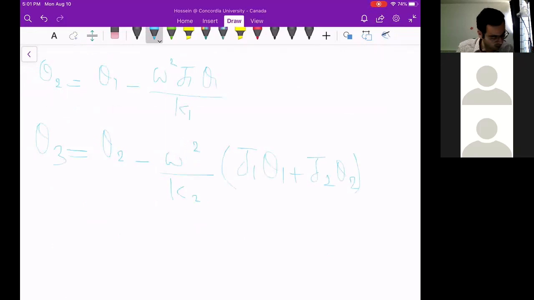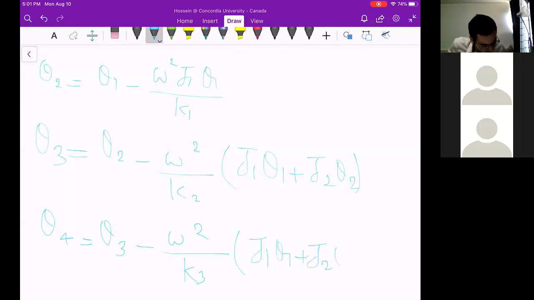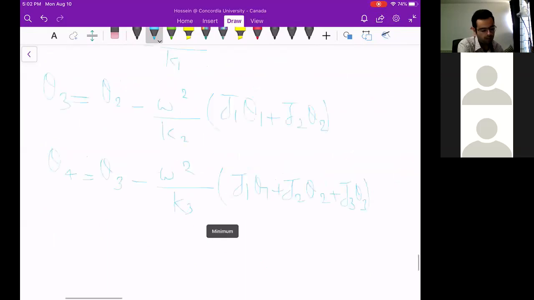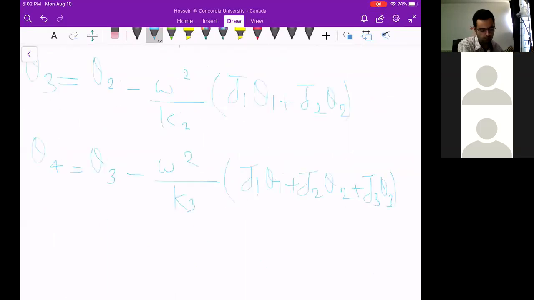And similarly, theta 4 would be theta 3 minus omega squared J1 theta 1 plus J2 theta 2 plus J3 theta 3 over K3, right? If we had 5 masses, theta 5 would be theta 4 minus omega squared J1 theta 1 plus J2 theta 2 plus J3 theta 3 plus J4 theta 4 over K4. So we have only 4 masses.